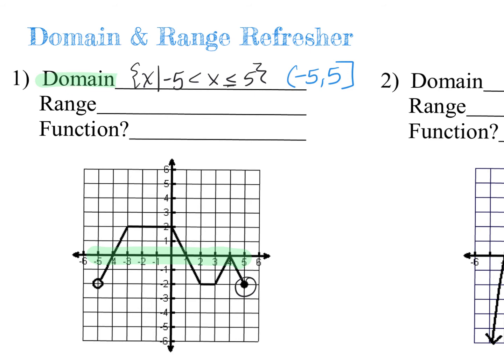Now let's consider range. Range, let's make that yellow. All right, range is going to be yellow. So if I look at my graph from bottom to top, what are the y values? If I collapse it down on the y-axis, notice it's covering just those y values right there. So from bottom to top, I need to list my values.